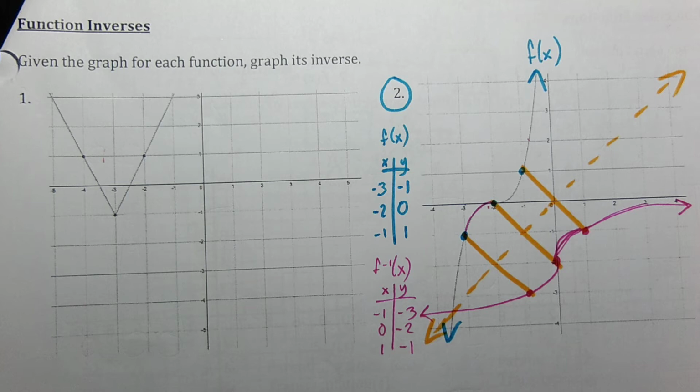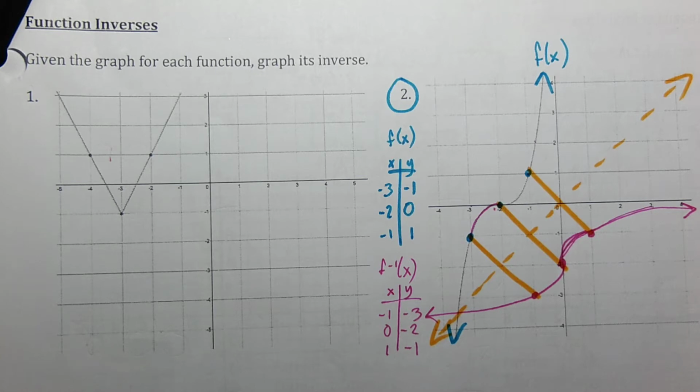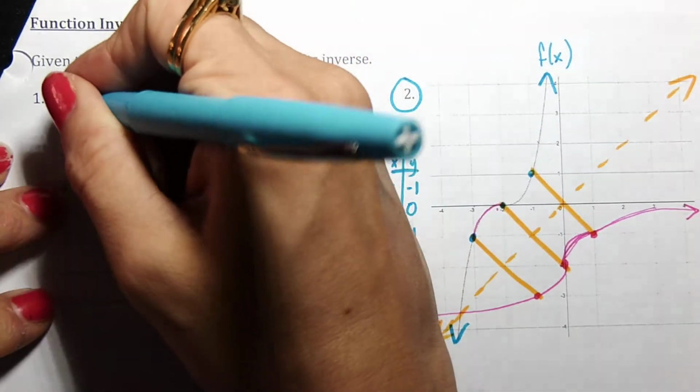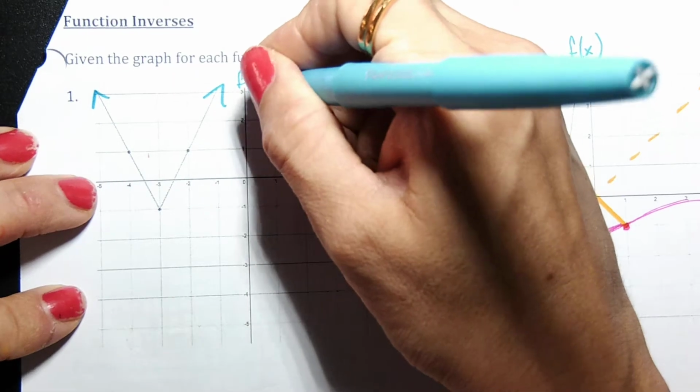So we are in the guided practice packet, and we're going to be reviewing how to find inverses and how to graph them. So on number one, we are given the graph of f of x. So let's make this graph better and put arrows on the end of it and label it f of x.